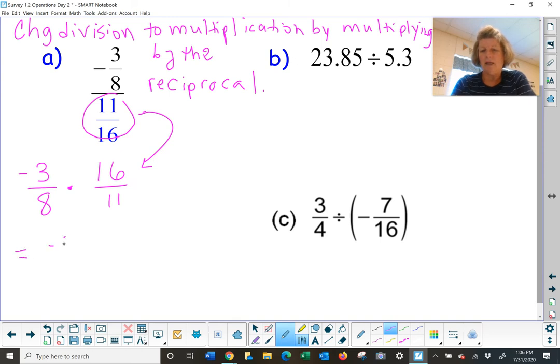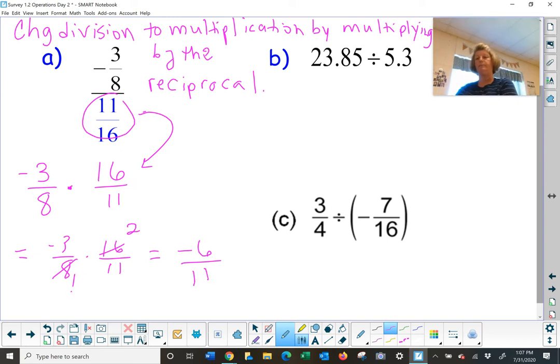Now, I've got negative 3/8 times 16/11. You could multiply across the top and across the bottom and reduce. Or if you want to, reduce early rather than later, we can do that. We can take 8 and divide it into 16 and get it as a 2. So I get negative 6. 1 times 11 is 11. Negative 6/11.